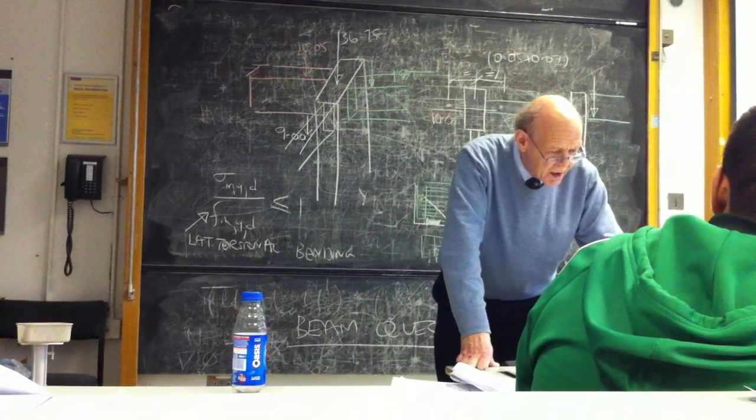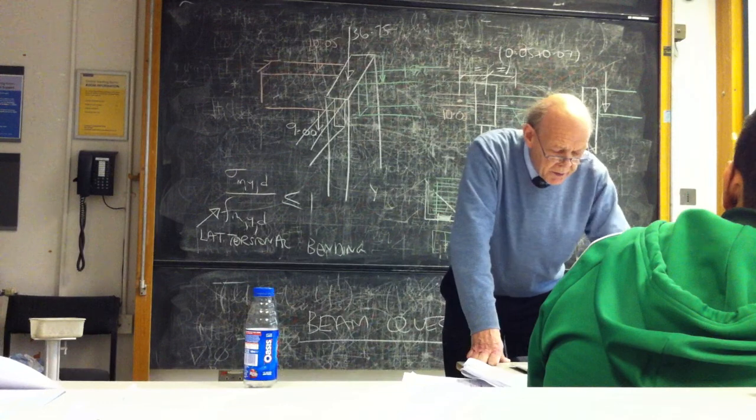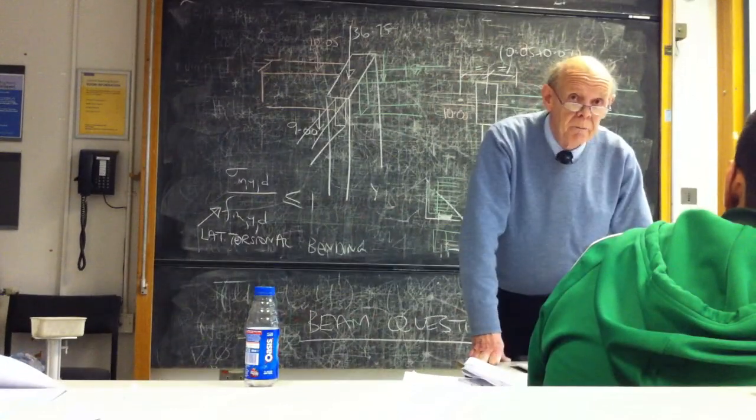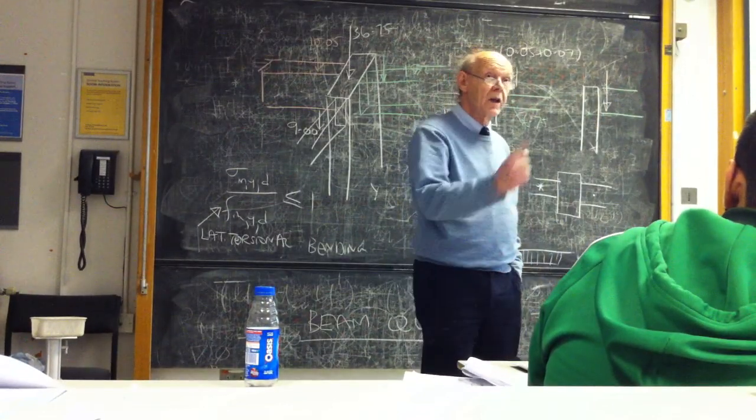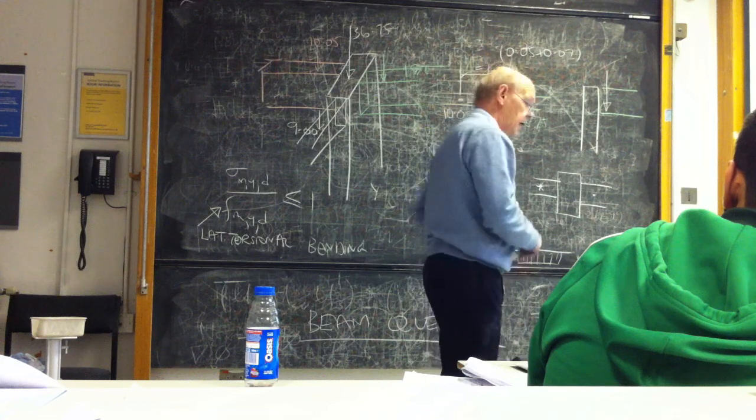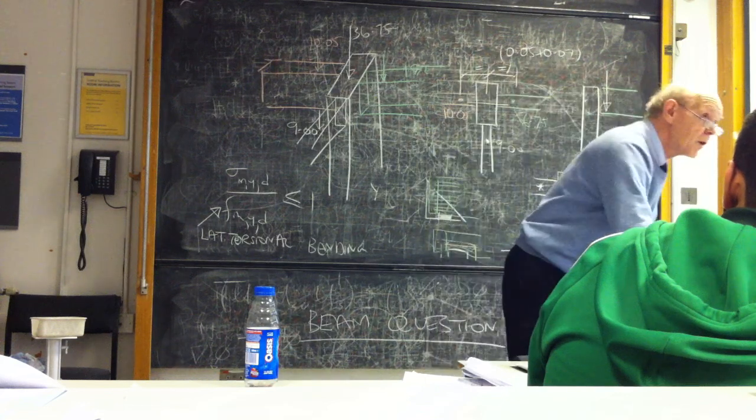So there you are, that's biaxial bending. Now there is another possibility which is in a way going back to beams. How do you get a beam with compression in it?